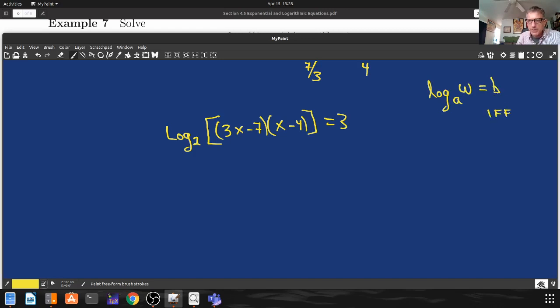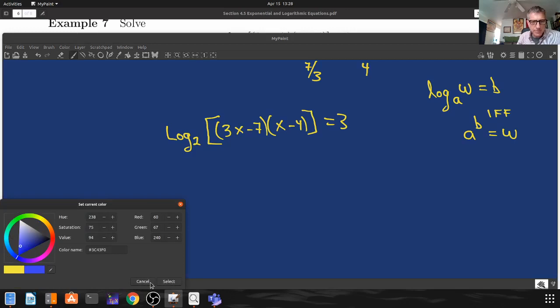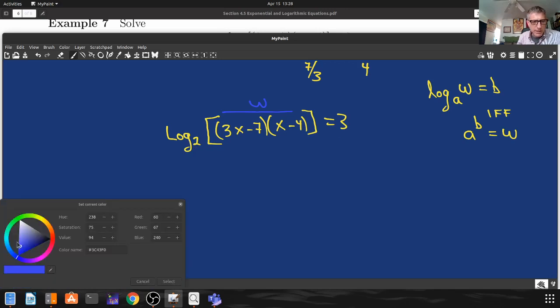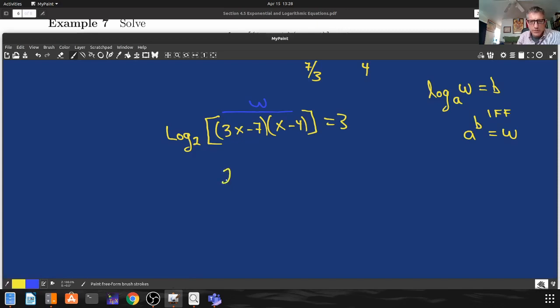So again, remember, log to the base a of w is equal to b if and only if a raised to the power of b is equal to w. So this is going to be my w, and a is my base 2 and 3 is b. So this literally implies 2 to the third power is equal to 3x minus 7 times x minus 4. Well, 2 to the third power is 8.